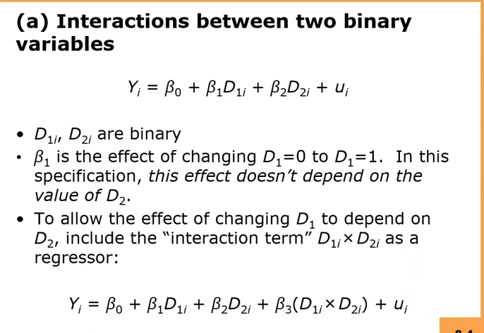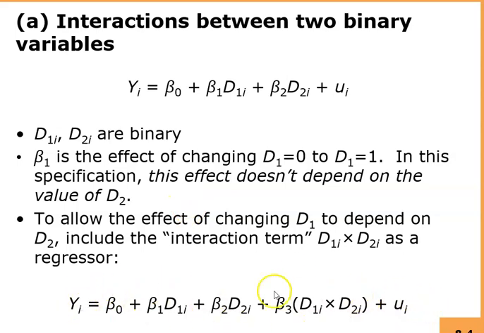So first of all, we will take a look at the example of interactions between two binary variables. This is the regression equation in which you have two binary variables, d1 and d2. Both of these can take only two possible values, 0 and 1. So beta 1 is the effect of changing d1 from 0 to 1, and beta 2 is the effect of changing d2 from 0 to 1. In this regression equation, the effect of changing d1 does not depend on the value of d2. So how do we introduce an interaction term?